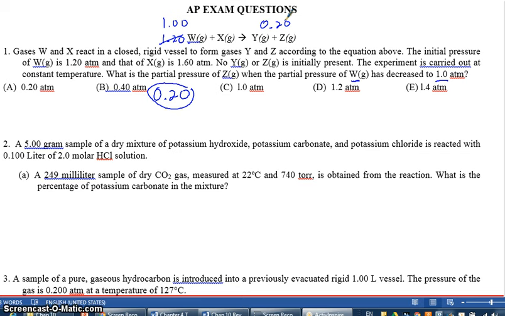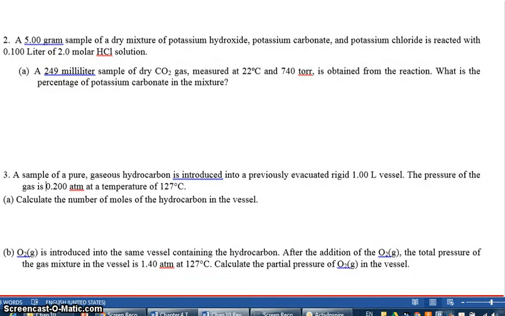They're really testing you to see whether you understand that moles and pressures can be treated the same in a stoichiometry problem. So the answer is as easy as 0.20 atmospheres. Okay, the next one is a bit more involved, so let's get at it.